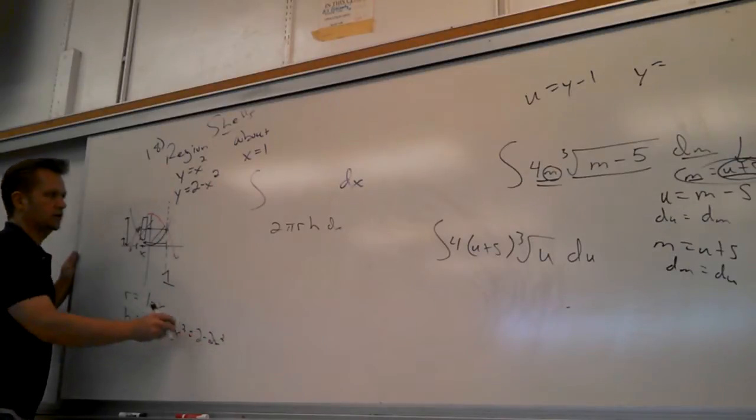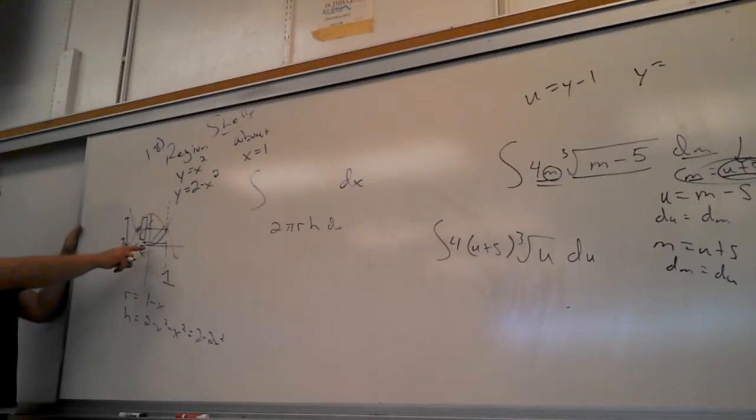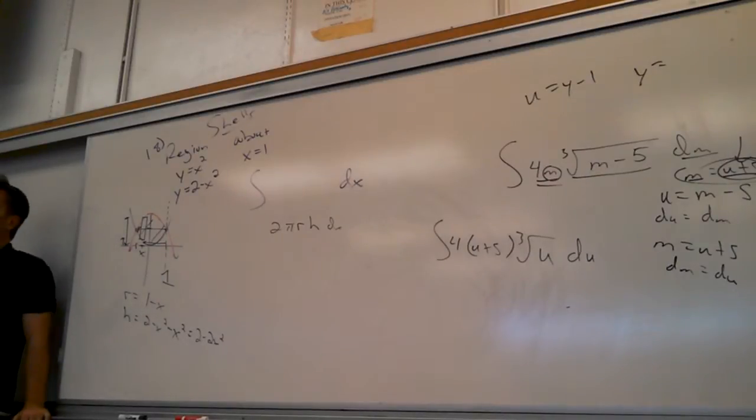Now, is x going from 0 to 1? I wasn't really sure. Let's see, what's x doing? x is going from negative 1 to 1. I think it's symmetrical. This feels familiar because somebody pointed out its symmetry. So you can do from 0 to 1 times 2.